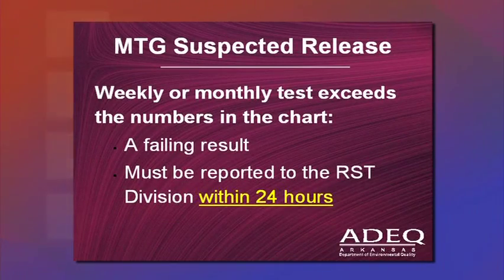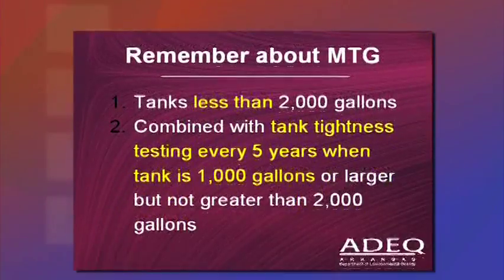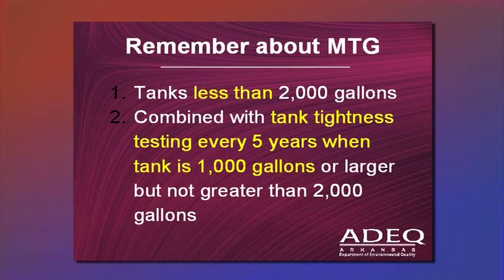So you have a suspected release using this when your weekly or your monthly test exceeds the numbers that you're going to see in that chart on page 54. If you get a failing result, it must be reported to ADEQ within 24 hours of you getting that report. Manual tank gauging. One more time.